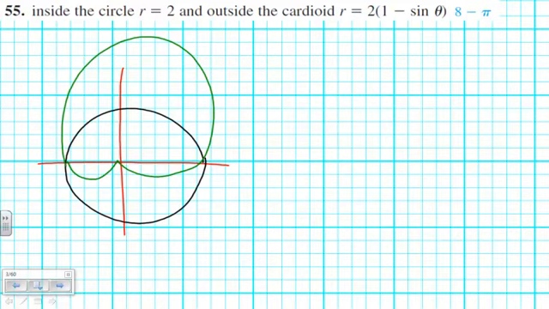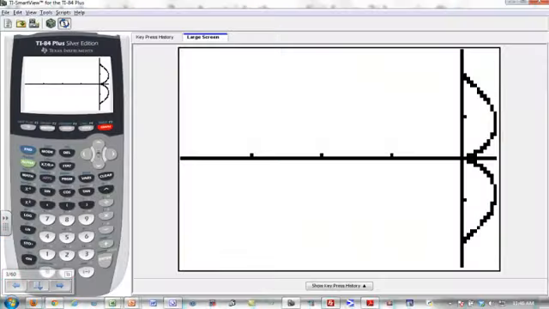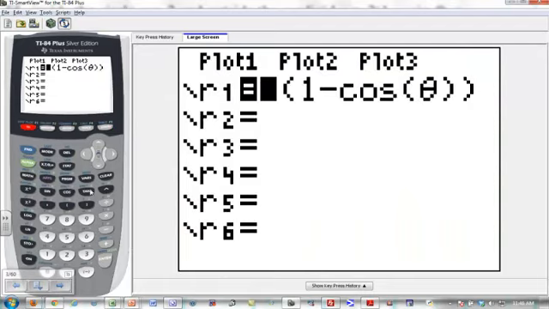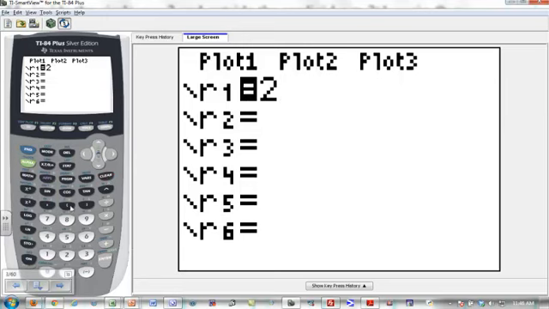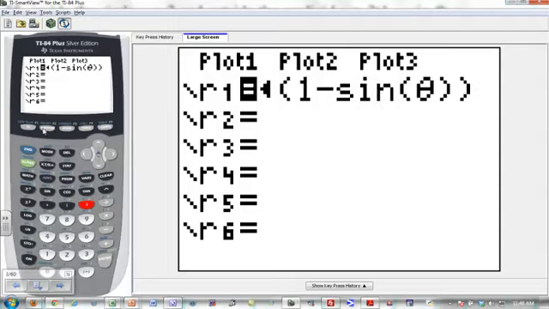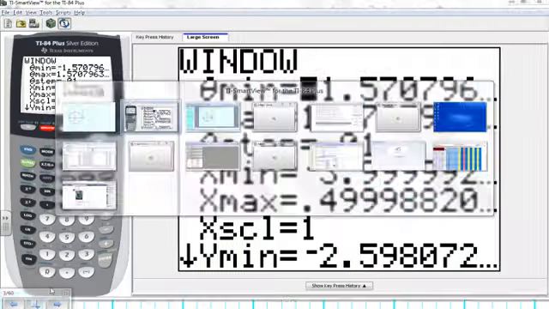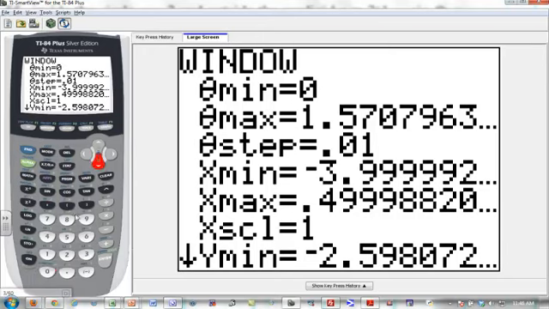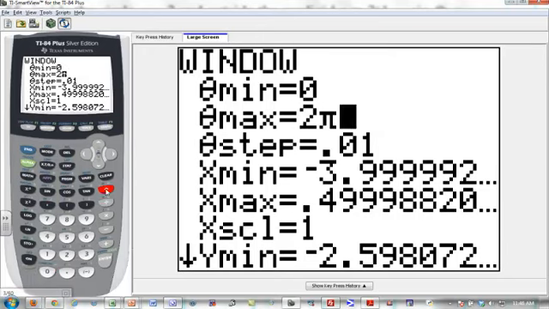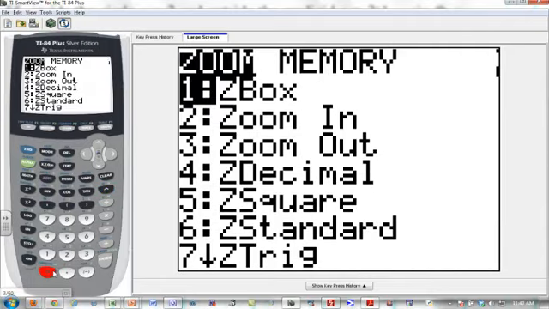Negative pi. Or no, I think I got it backwards. I can tell you right now, I think it's up. It is. So this is the real cardioid, the one that actually does look like a heart. And I want my window from 0 to 2 pi to see the entire thing. And zoom fit.